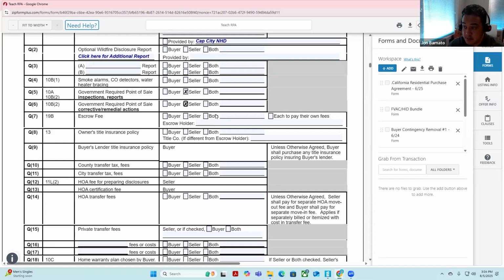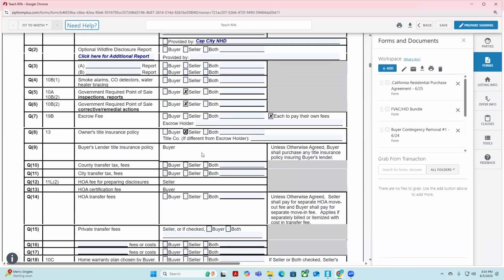Escrow fee, you can do both, which is 50-50, or you can do each pay their own fees. Escrow holder, owner fees. Typically in the Sacramento area, most of the valley, the tradition is you split. You can either do both or each pay their own escrow fees. Typically the seller pays the owner's title insurance fee. That's typically, remember, it's different by county. If you get toward the Bay Area, it switches. Please note that.